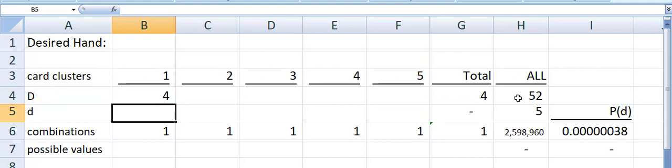So out of 4, how many different ways can I get 3 of them? So 3 is what I'm after. So it turns out there's 4 combinations. Out of the 4 aces in the deck, there's 4 different ways I can get 3 of them as I go through. So that's my first cluster.